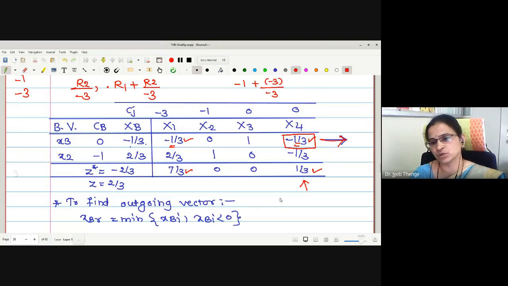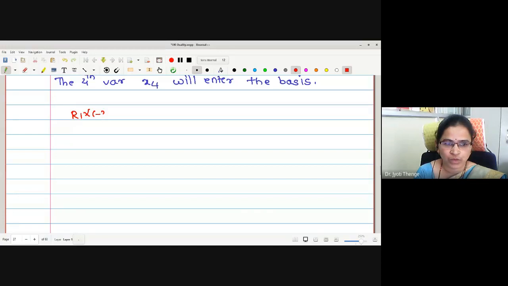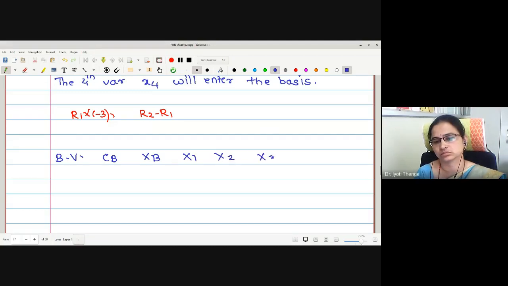Which row operations are to be used? R1 into minus 3, and R2 minus R1. Now you please do the row operations. I will write the entries now. What are the basic variables? X4 and X2. Correct? First variable X3 leaves the basis, X4 enters the basis. 0 and minus 1.